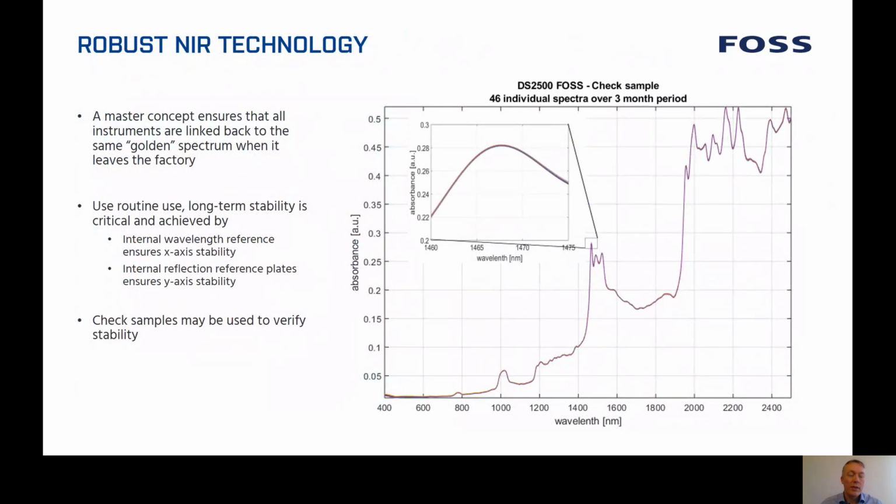Now, let's go to a different topic. In addition to finding the optimal measurement geometry for your samples, you also want them to maintain the high performance over time. This is a very important application aspect and a property that may vary a lot between different spectrometer products. At Foss, we have developed very successful, proven solutions to ensure high performance over time. One part of this is a so-called master concept that ensures that all instruments are linked back to the same golden spectrum when it leaves the factory.